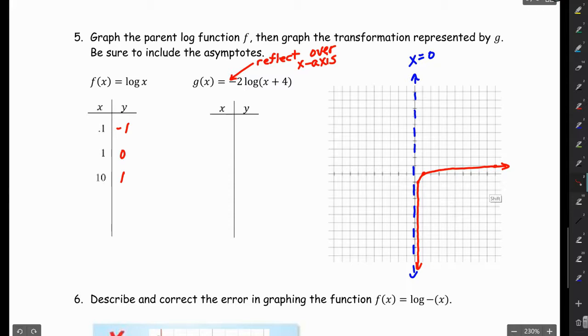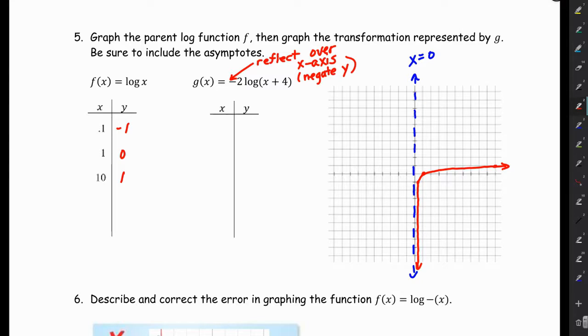So, well, what really happened? My y value became negative. This is 10, 1. This is 10, negative 1. So when I'm reflecting over the x-axis, I'm going to be negating all of my y values. So let's just put that in there. Negate y. Make them all change signs.